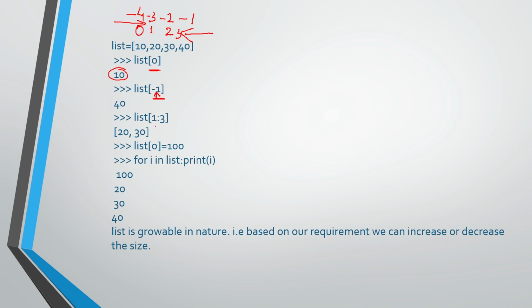Then you have 1:3, that is 1 to 3rd. So it is going to skip the first one and catch up to the third value. You see 20 and 30 is the output. At list 0, if you reassign the value, then it is going to reassign the value as well. So a list is growable in nature, that is, based on our requirement we can increase or decrease the size of the list. Okay, let us see the next content.